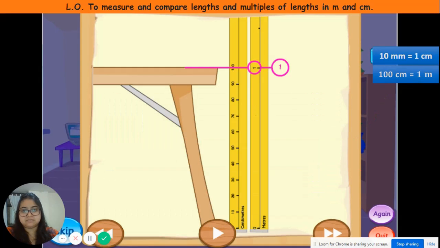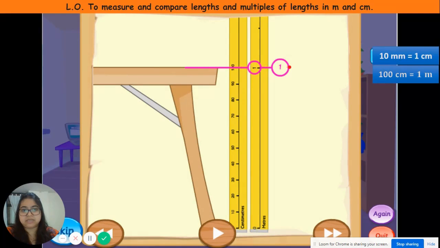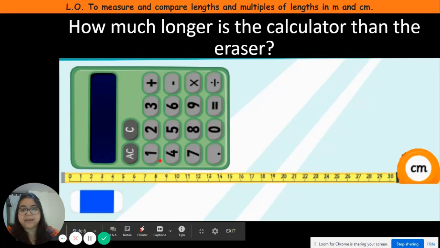Let's move ahead. Here it was an example. They were measuring the height of this table using a centimeter scale and a meter scale, and if you look closely it turns out to be the same. So that is 100 centimeters is equal to 1 meter. We have a question which says, how much longer is the calculator than the eraser? So we have to compare the length of this calculator and this eraser.